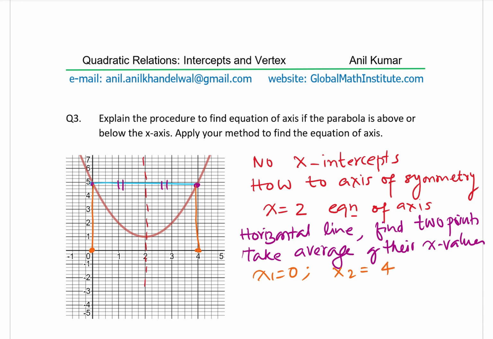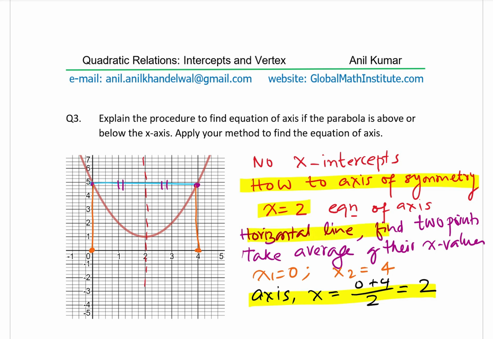So the axis can now be calculated, and we can say axis is x equals 0 plus 4 divided by 2, which is 2. Do you see that part? So here we have shown that if we do not have the x-intercepts, you could take any 2 points on a horizontal line. So that is the key. So how do you figure this out? You have to draw a horizontal line and then get the axis. Correct? So that is the best method to do.